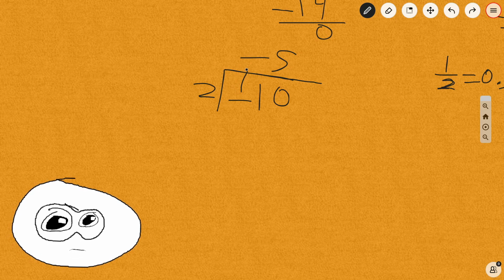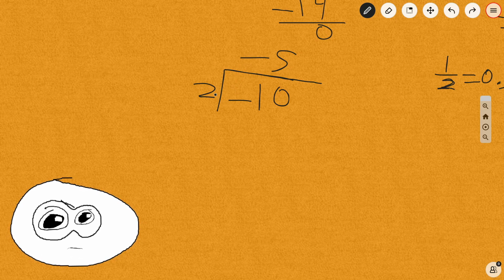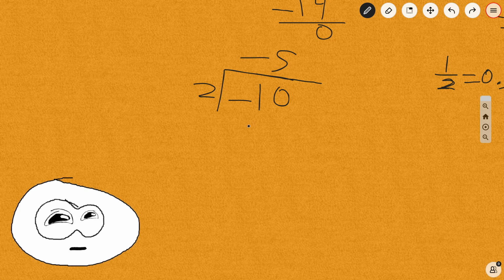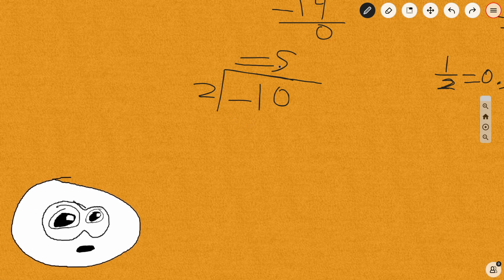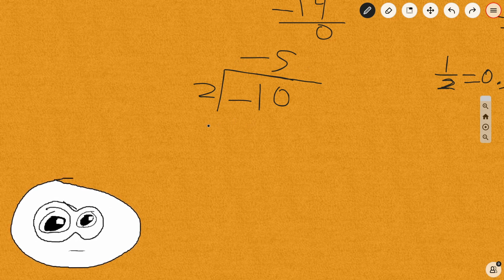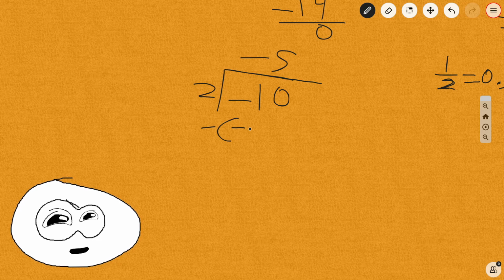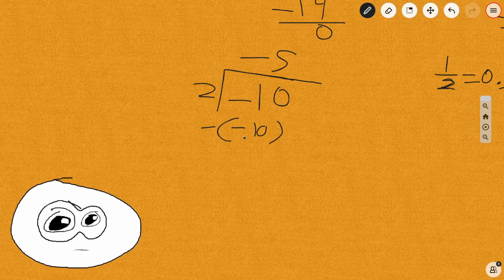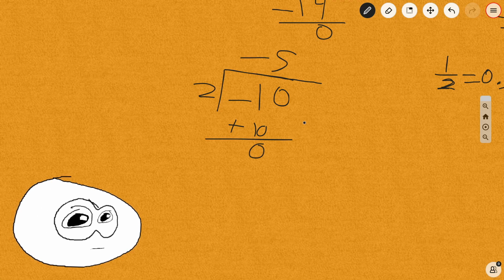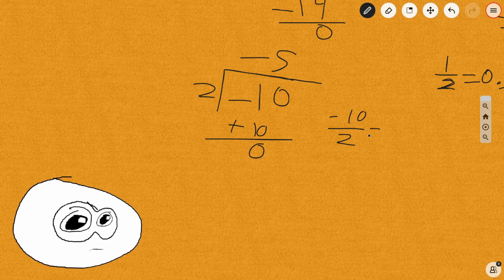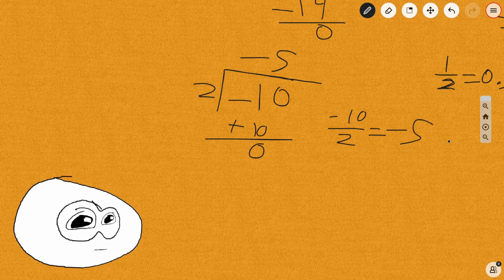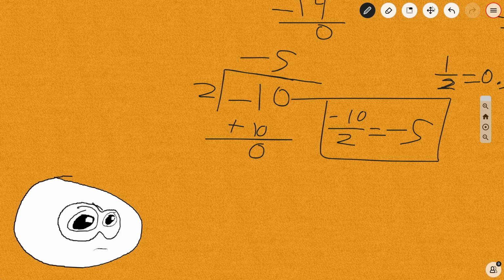It's not just because it floats up randomly. It's because you have to find out what number is 2 times what can cancel out negative 10. So that would be negative 5. And that's how you get minus negative 10, which then becomes plus 10. And then you get that 0. So you got negative 10 divided by 2 equals negative 5. There you go.